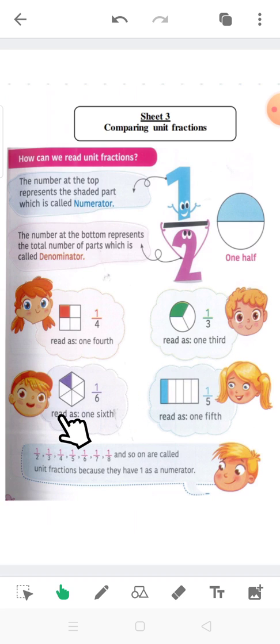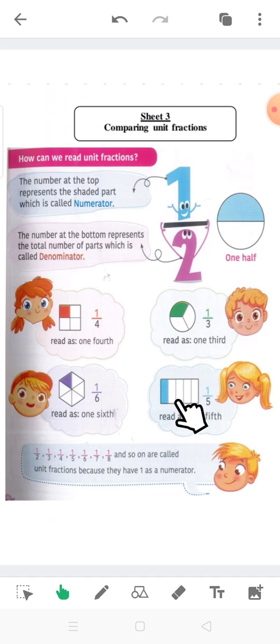Okay? How many colored parts? Only one. I put it on the top, or the numerator is 1. All of the parts are 6. So we read this fraction as one sixth.